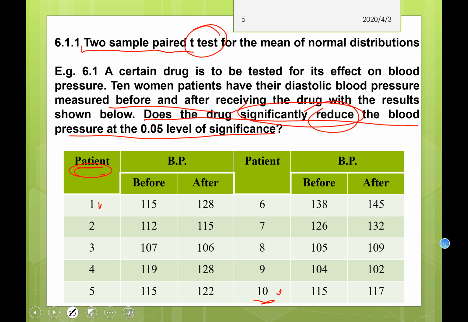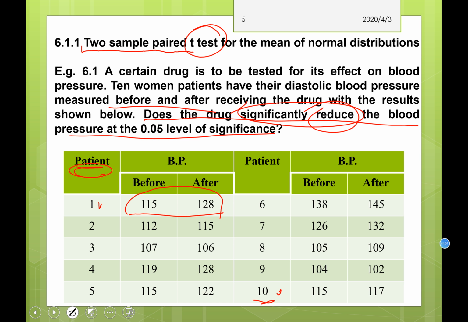For each patient, we have two numbers, and these two numbers in pairs are matched. The first one is from before using the medicine, and the second one is after using the medicine. So we call it paired sample. So it's paired t-test, right?